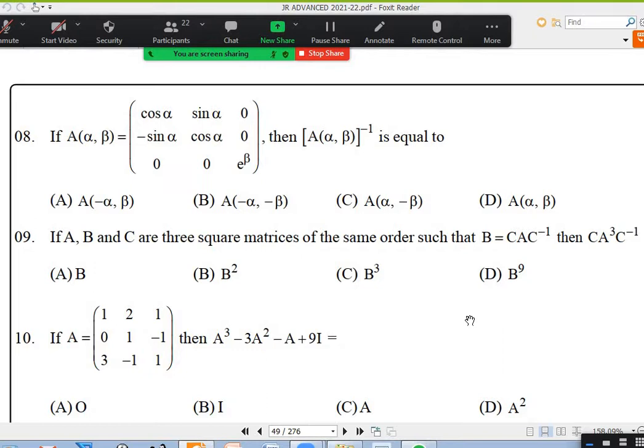But you have to divide by some e power beta. In fact, you can take option C and the given matrix and multiply; you may get the identity matrix. That much is also sufficient. I don't think the answer is option C. The answer is option B, sir, because in the place of minus sin alpha, we need plus sin alpha.